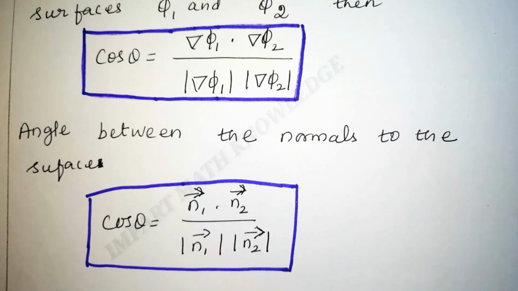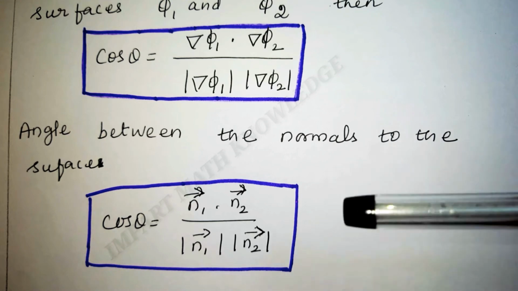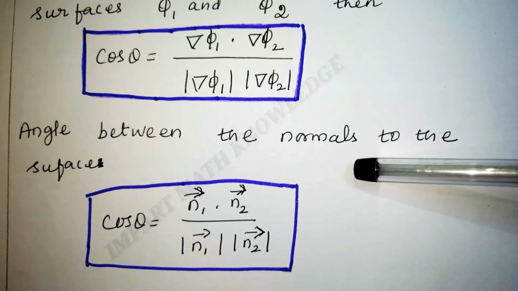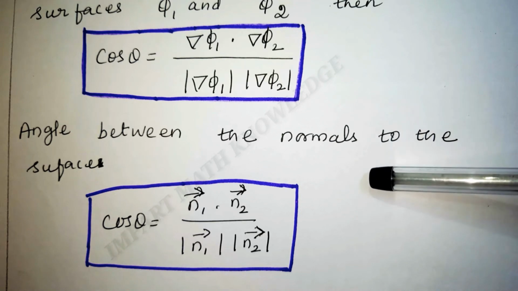The next formula is the angle between the normals to the surface. Cos theta is equal to the dot product of n1 vector and n2 vector divided by the magnitude of n1 vector and n2 vector. In this case, one surface is given. We have to find the normal to the surface, del pi, and then find del pi at the given points. You will get n1 vector and n2 vector.